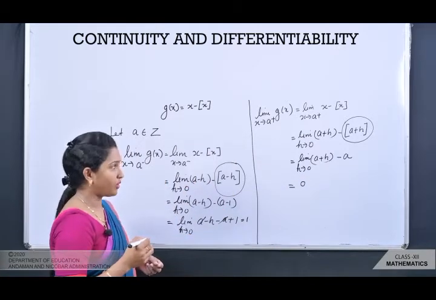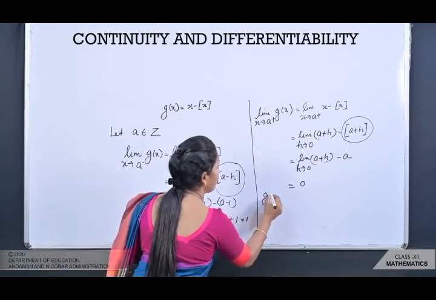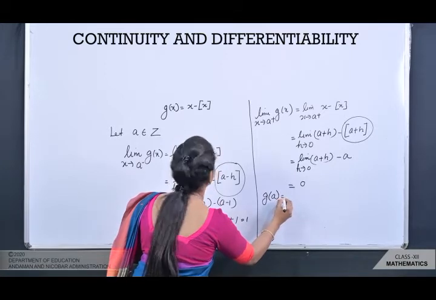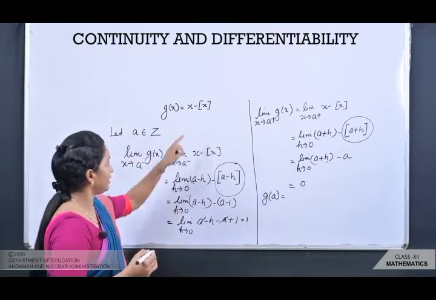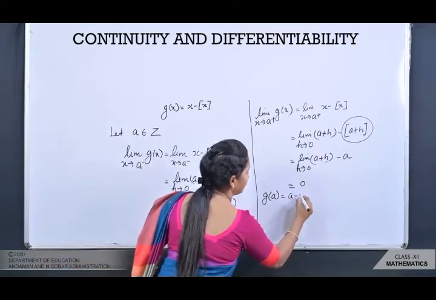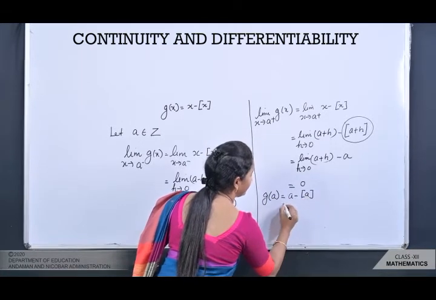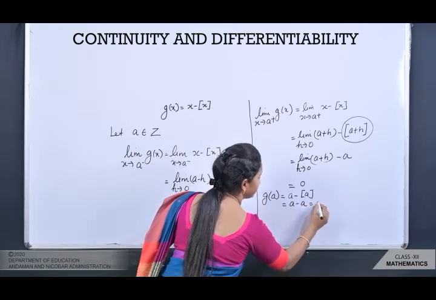Okay, similarly if you find g of a, ठीक है, आप directly अगर g of a निकालेंगे तो आपको क्या मिलेगा? a minus greatest integer a, which is nothing but a minus a, and that is 0.